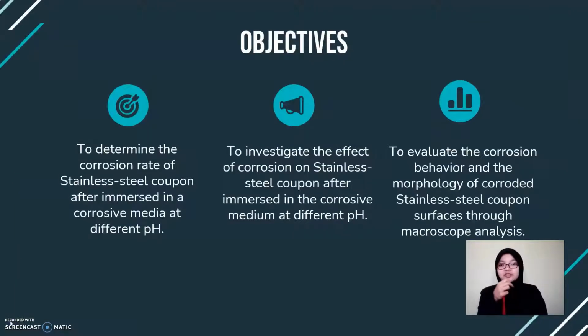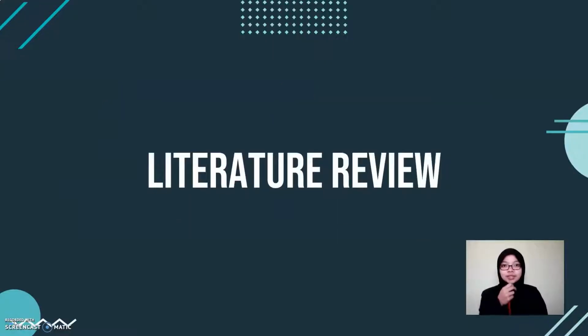The objective is first to determine the corrosion rate of stainless steel coupons after being immersed in a corrosive media at different pH. Second is to investigate the effect of corrosion on stainless steel coupons after immersion in the corrosive medium at different pH. And lastly, to evaluate the corrosion behavior and the morphology of corroded stainless steel coupon surfaces through microscope analysis. Next chapter, literature review.